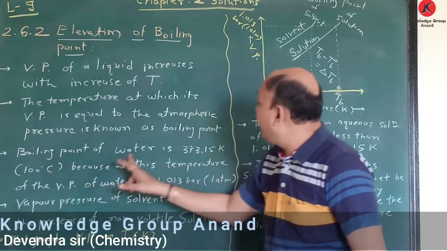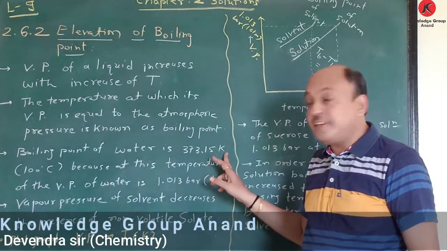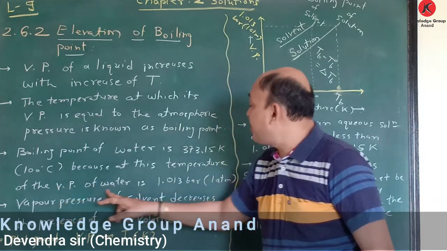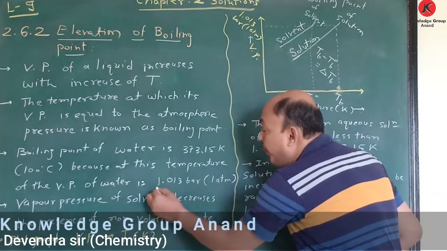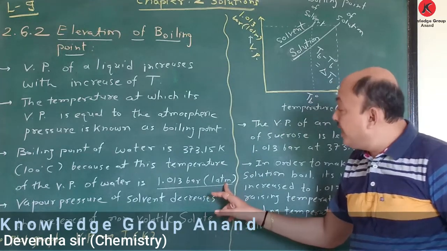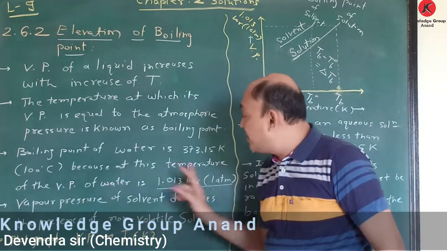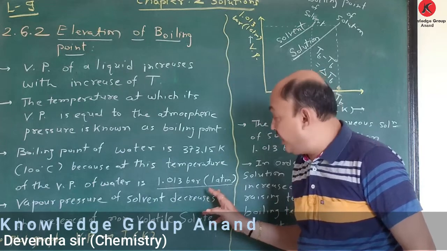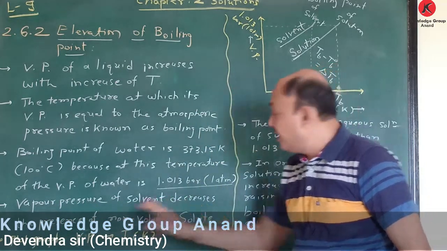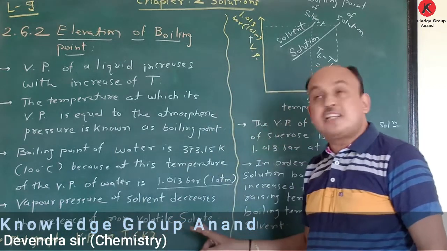So the boiling point of water is 373.15 Kelvin, because at this temperature the vapor pressure of water is 1.013 bar, at 1 atmospheric pressure. So here the relation between vapor pressure and temperature is shown. Vapor pressure of a solvent decreases in the presence of non-volatile solutes.